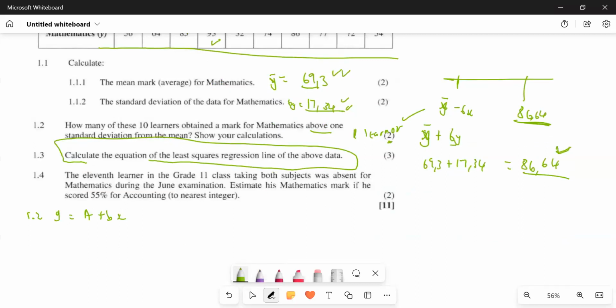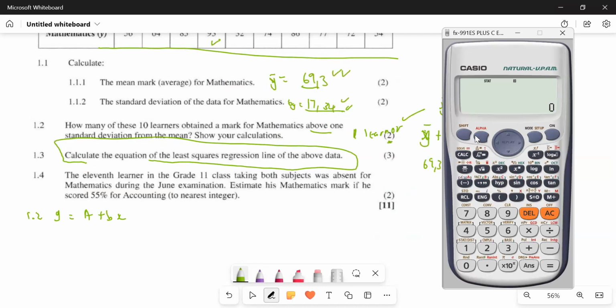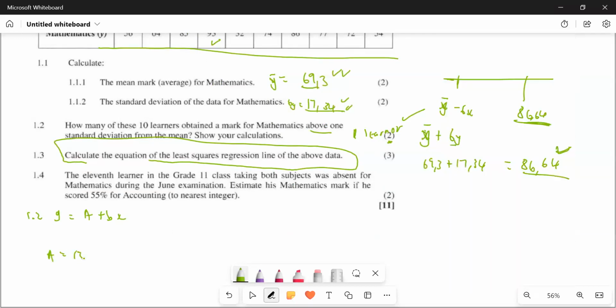Go to your calculator again, and then you press AC, then shift, and then 1. Now you no longer press 4. You press 5, which is the regression. If you press regression, you have A and B. You start with A, you press 1, equals, 2. It says A is going to be equal to 13.40. And then we check B.